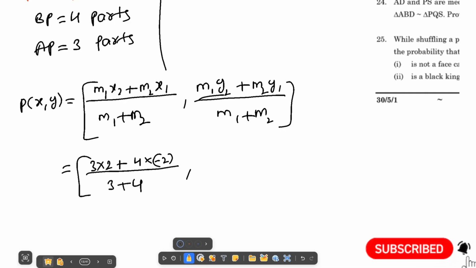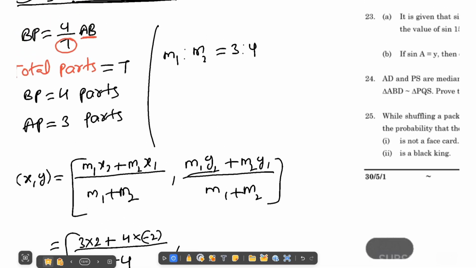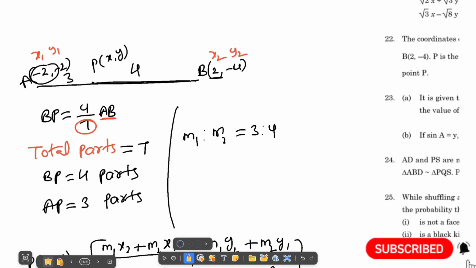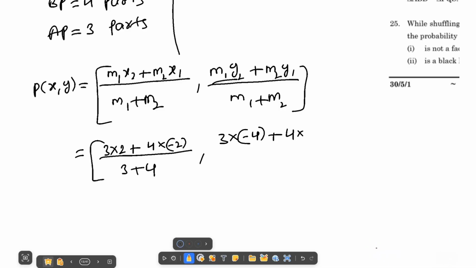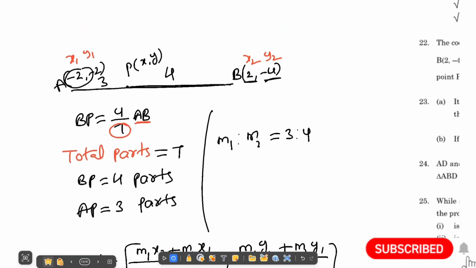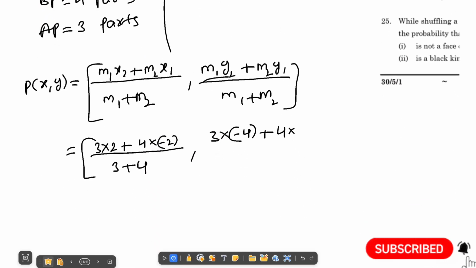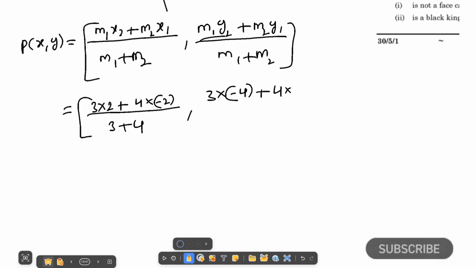Next m1 y2. m1 is 3. What is y2 here? y2 is -4. So 3 into -4, plus m2 y1. m2 is 4 and what is the y1? So the y1 here is -2. So -2, whole by m1 plus m2, 3 plus 4.